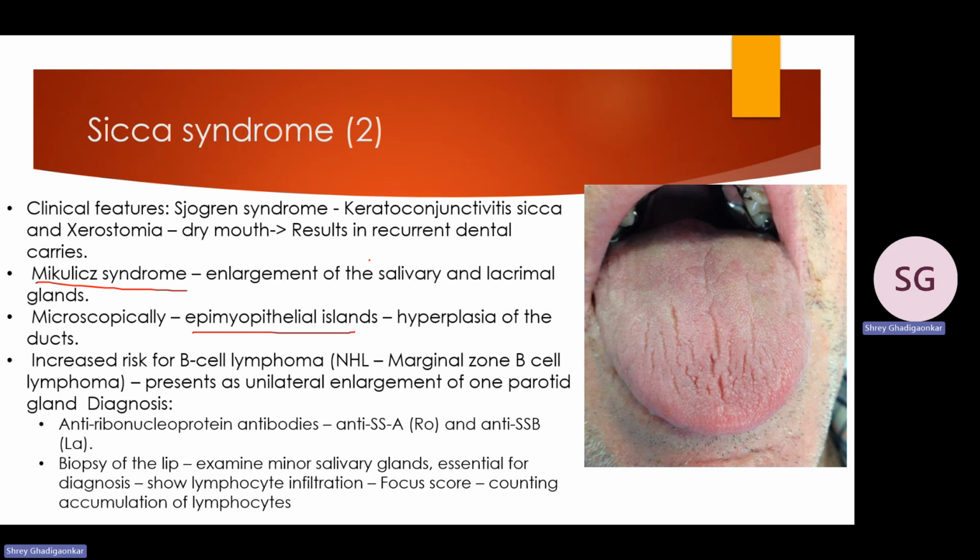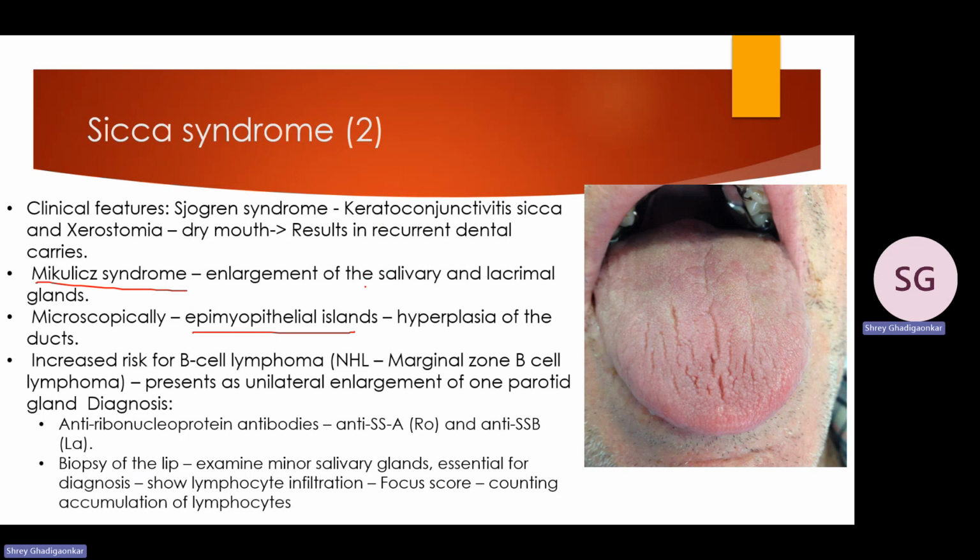It's important to note that one of the main complications of Sicca syndrome is an increased risk of B-cell lymphoma, which is a non-Hodgkin's lymphoma, specifically of the marginal zone B-cell type. And this presents as unilateral enlargement of one parotid gland. It's also important to note that there's usually bilateral enlargement and fibrosis in Sjogren's syndrome. However, if there's a sudden increase in size in one of them, then this is usually a sign of B-cell lymphoma, and you should usually perform a biopsy in those cases.